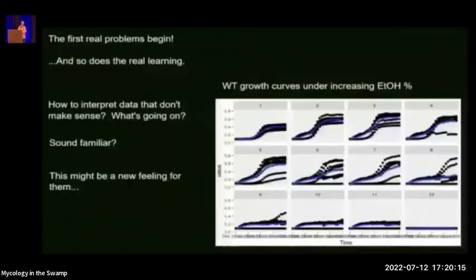Okay. So they hit the ground running and immediately crash into a brick wall with the first data not making a whole lot of sense. Okay. This is where the real learning happens, right? So they've got growth curves. They're working really well, but there's some weird stuff in there. And they're thinking, you know, what's going on?